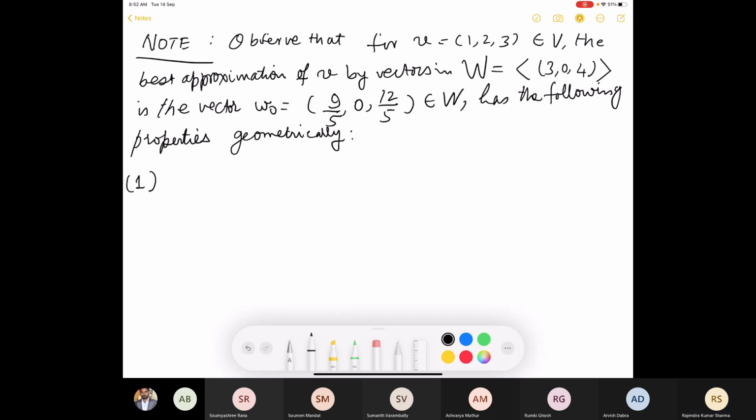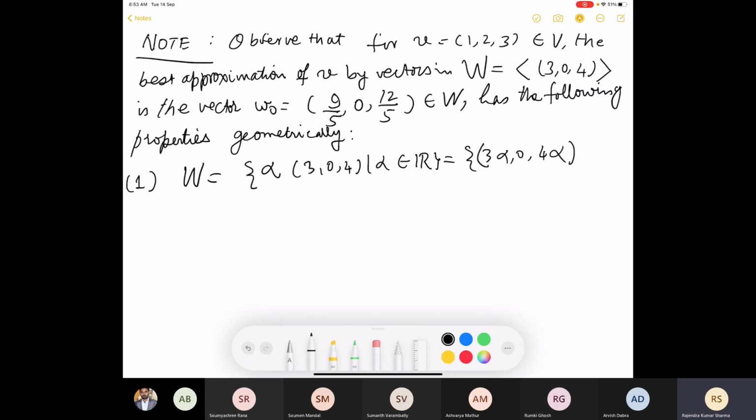Number 1. What is W? Recall, this is spanned by (3, 0, 4), and therefore this is of the form α(3, 0, 4), α in R. So this is simply (3α, 0, 4α), α in R.